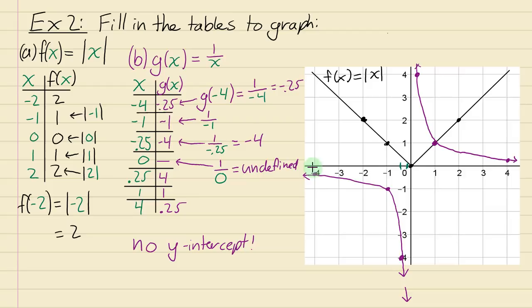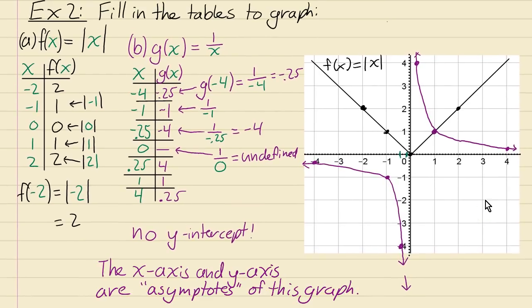So we can call those asymptotes of it. The x-axis is an asymptote, and the y-axis is also an asymptote of this graph. So I just wrote that out here so you know how to spell asymptotes. It is basically a line that the graph gets closer and closer to, but never actually touches.